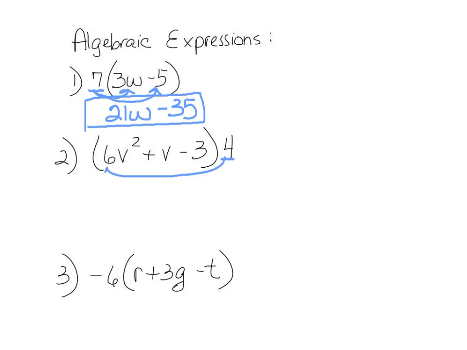4, I'm going to distribute it to 6v squared. I'll distribute it to v, and I'll distribute it to -3. So 4 times 6v squared would be 24v squared. 4 times positive v would be positive 4v. And 4 times -3 is -12. So simplified, that expression would be 24v squared plus 4v minus 12.